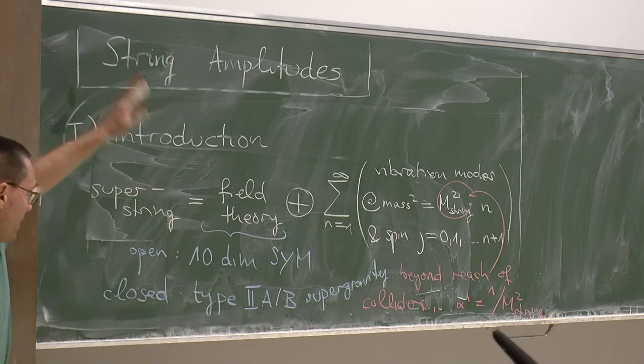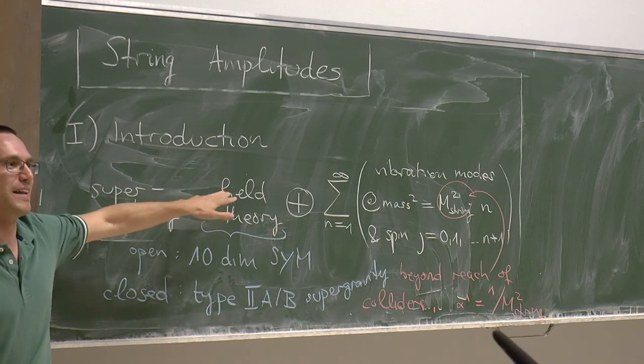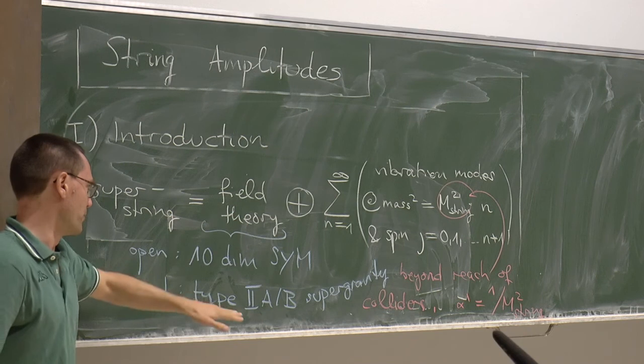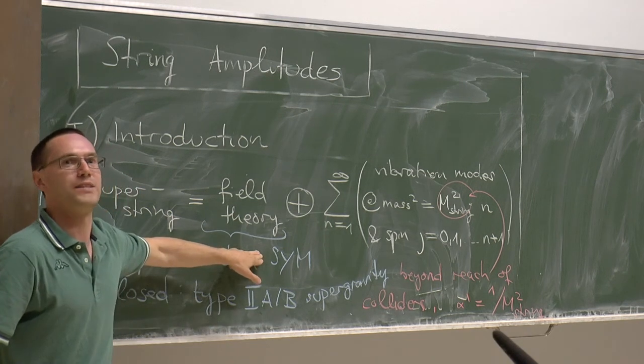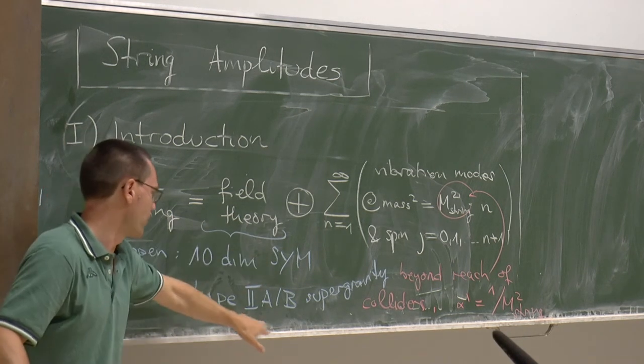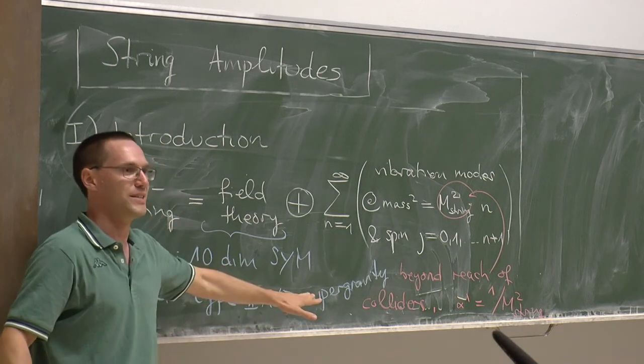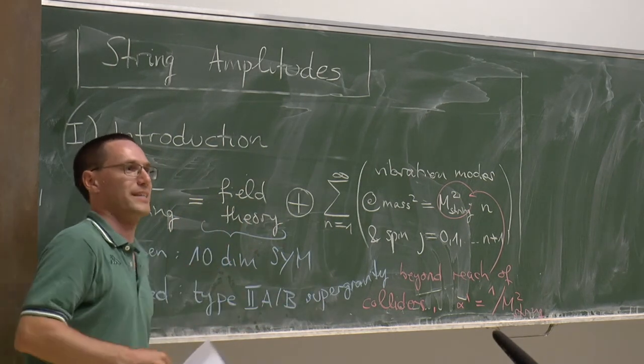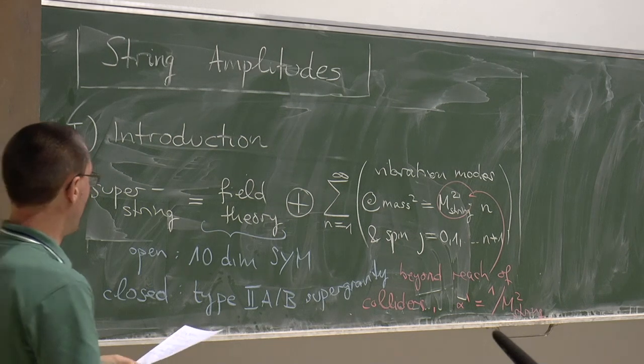I will say the word field theory many, many times, and I usually refer to either 10-dimensional super Yang-Mills, if it comes in an open string context, or I'll refer to type 2A, type 2B supergravity when it comes to a closed string context. This is what will be meant by field theory.